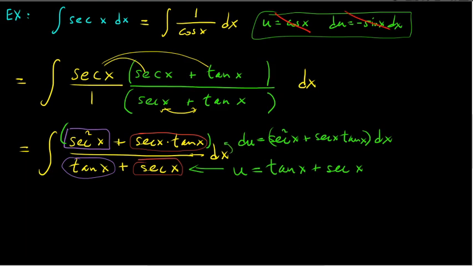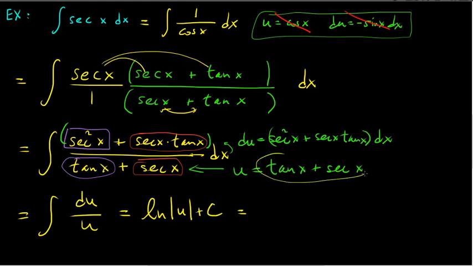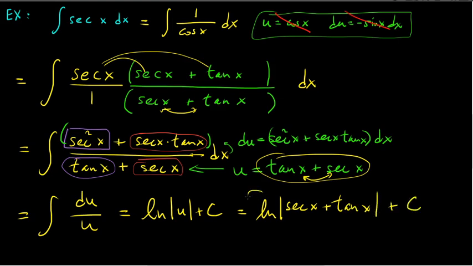So that little trick worked perfectly because the numerator is just du and the denominator is u. And the integral of 1 over u is natural log of absolute value of u plus c, which in this case u is tangent plus secant. Or, if you don't mind, I'm going to switch the order one last time. I'm going to write it as secant plus tangent. I'm not exactly sure why, mostly because that's how it is in the book.